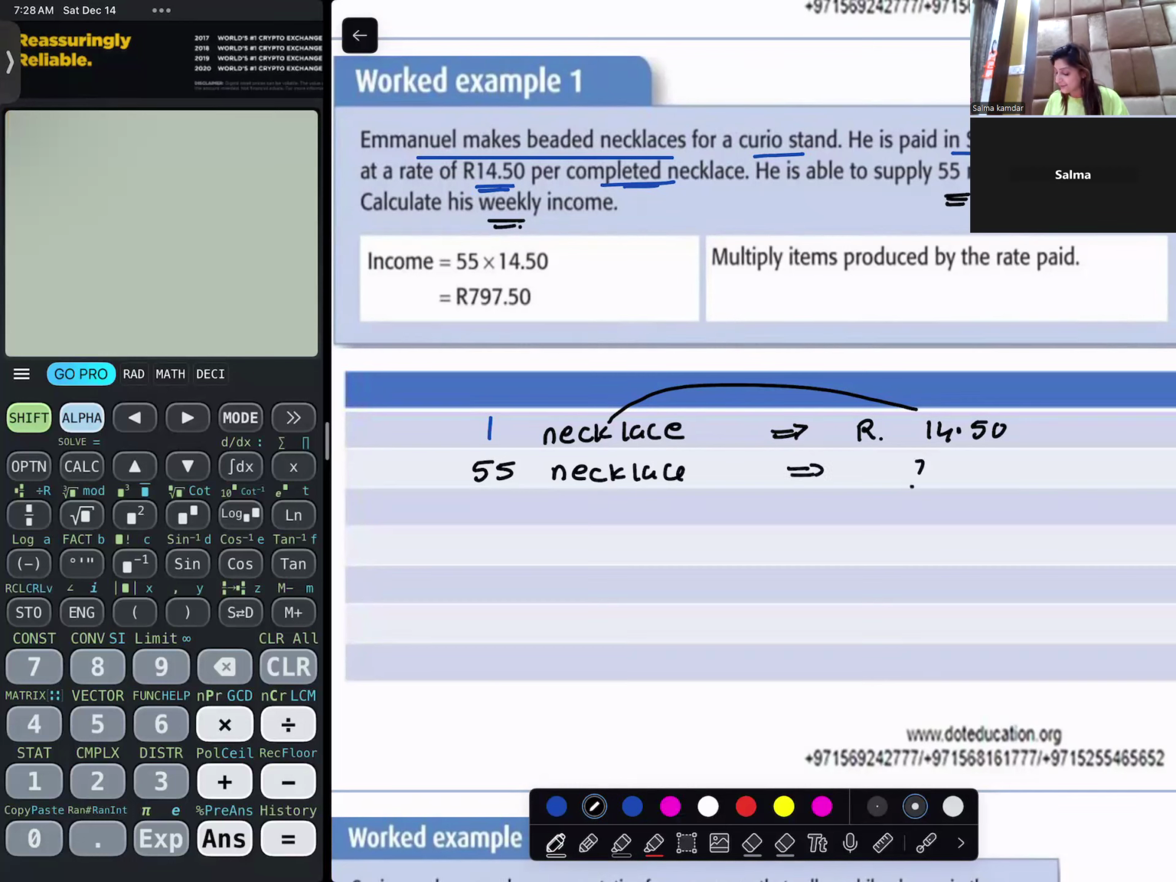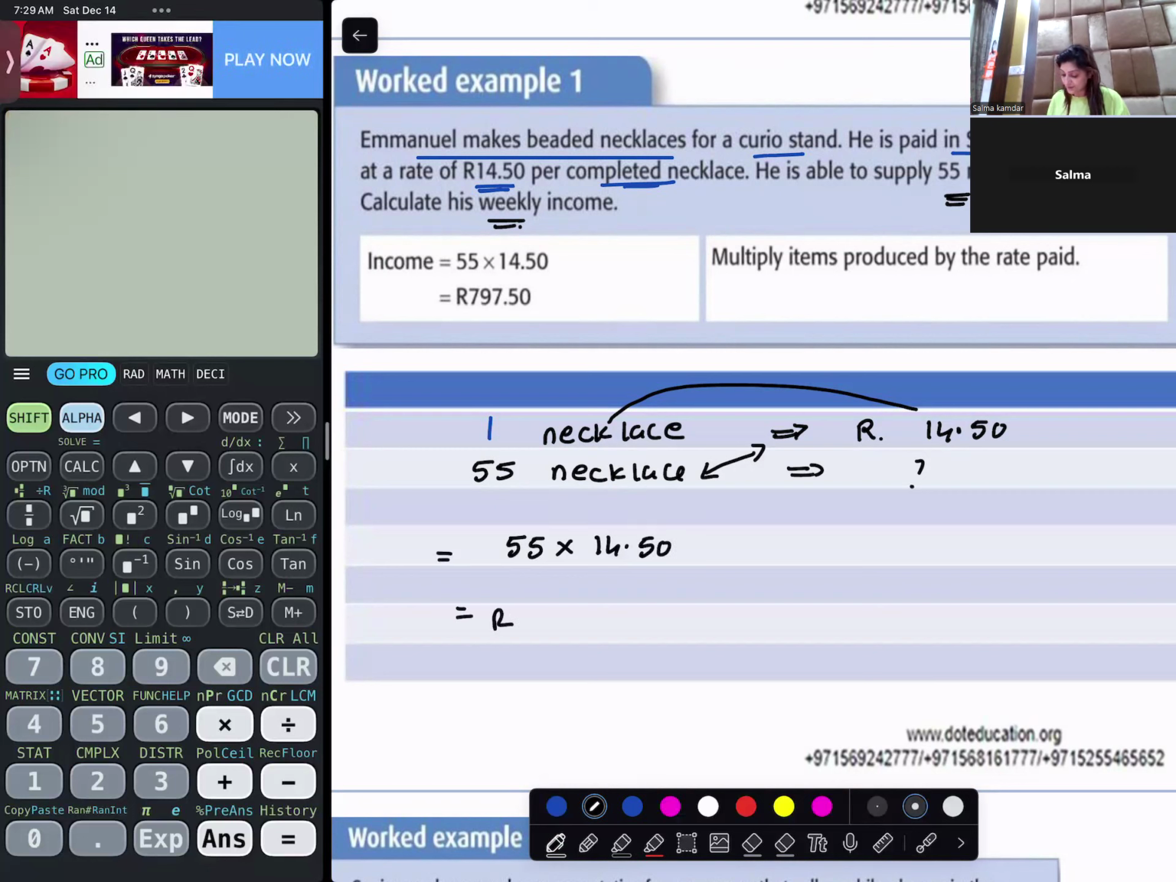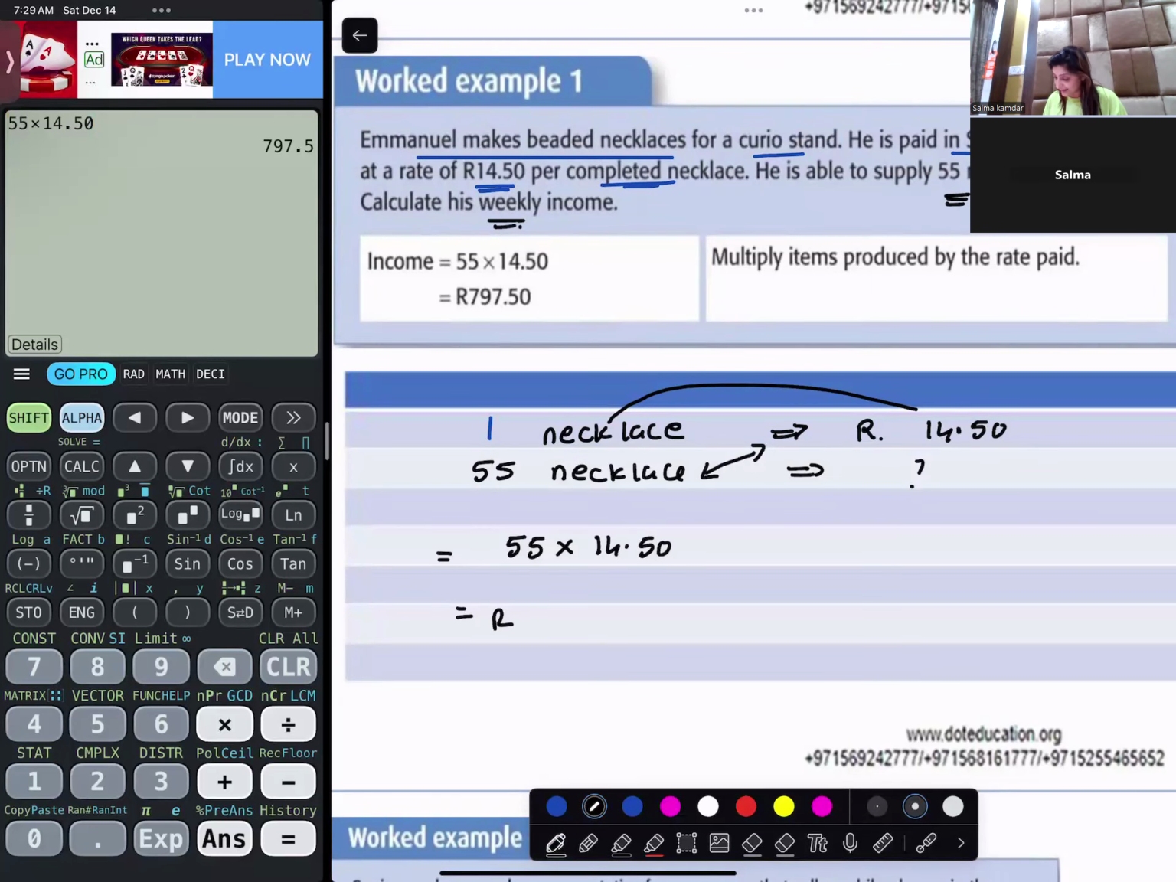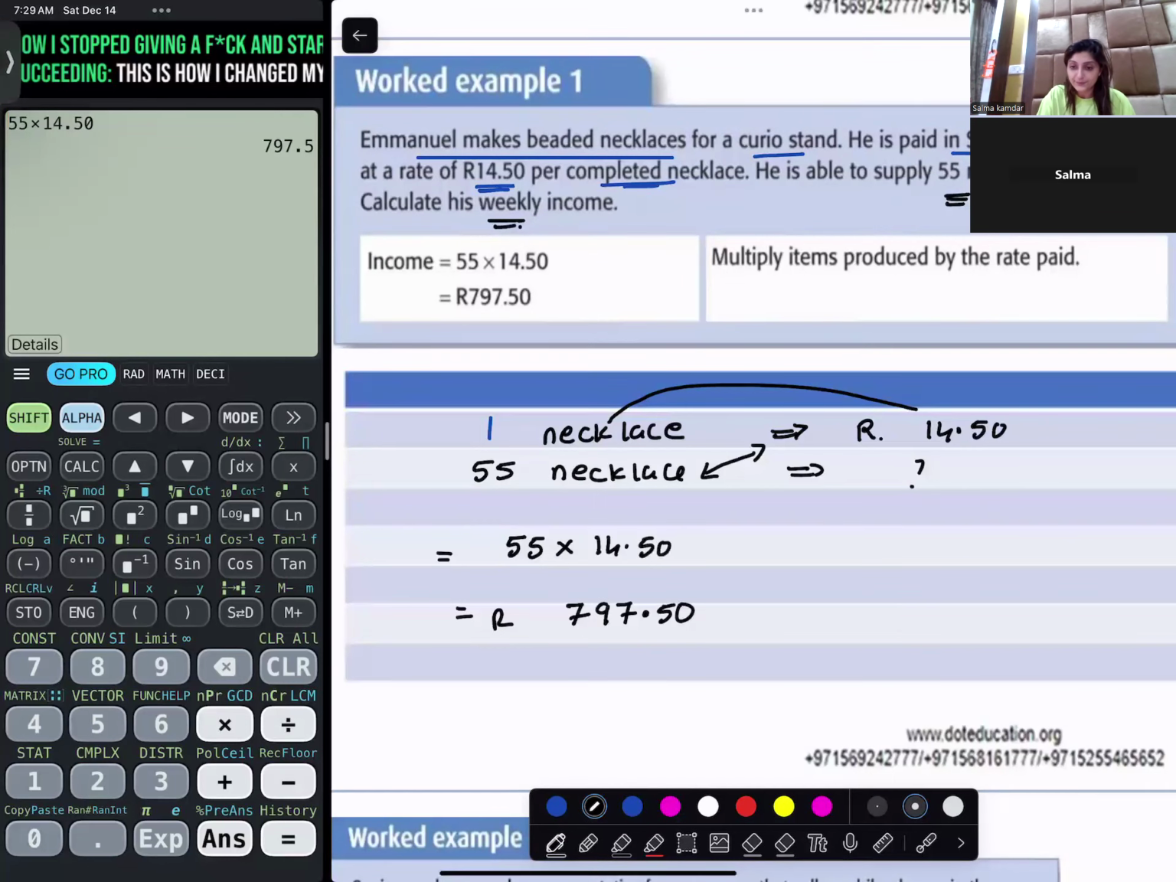You can simply cross multiply. So it would be 55 into 14.50. So he is going to get, for 55 necklaces, South African currency 797.50.